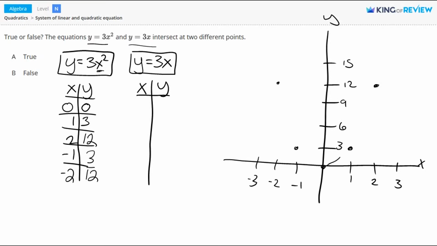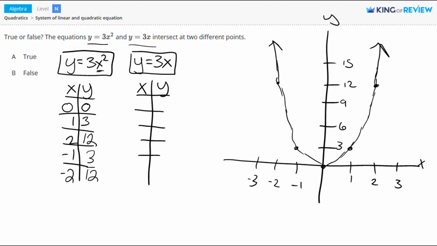So I'll use these data points to draw in the parabola. So here is the parabola here. And the next thing to do is to get our x and y values for the other equation, y equals 3x. So I'm going to plug in the numbers for x, 0, 1, 2, -1, and -2.